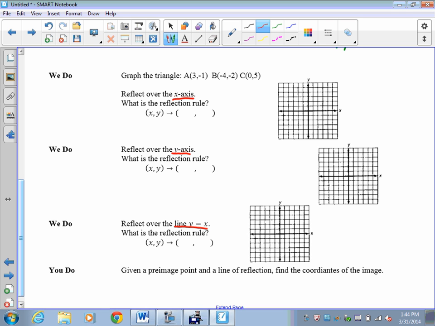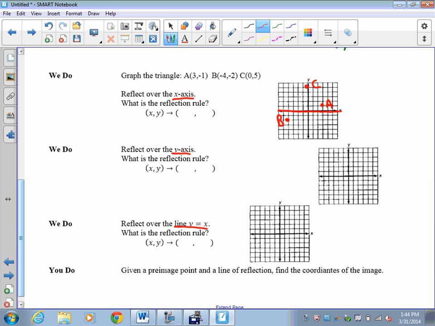We're given the points 3, -1, that's point A, -4, -2, that's point B, sorry, that's -3, and 0, 5, point C. And we're asked to reflect it over the x-axis.